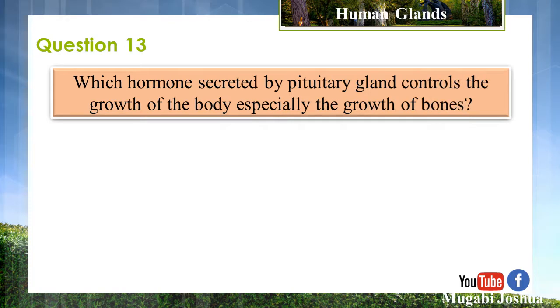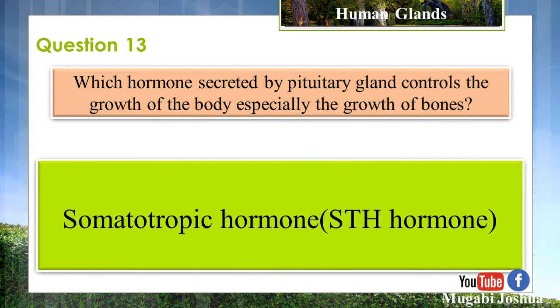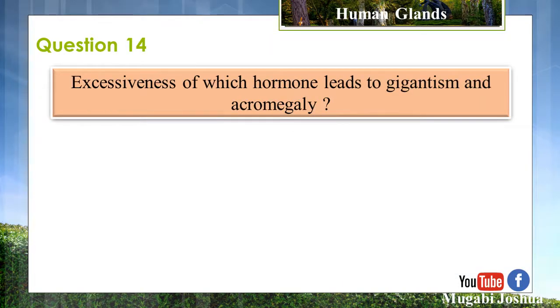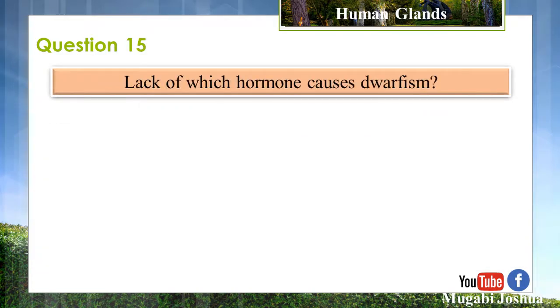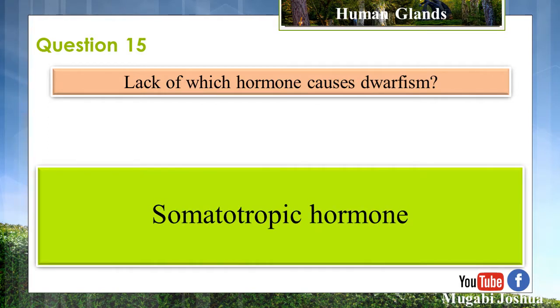Question 13. Which hormone secreted by pituitary gland controls the growth of the body, especially the growth of bones? Somatotrophic hormone. Question 14. Excessiveness of which hormone leads to gigantism and acromegaly? Somatotrophic hormone. Question 15. Lack of which hormone causes dwarfism? Somatotropic hormone.